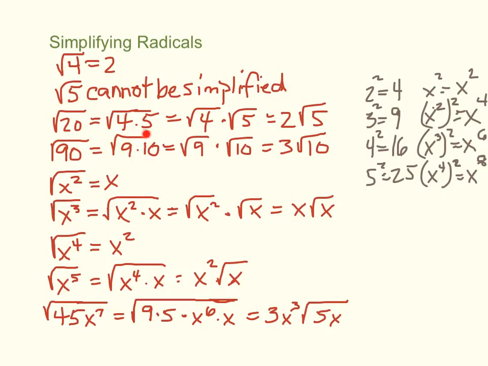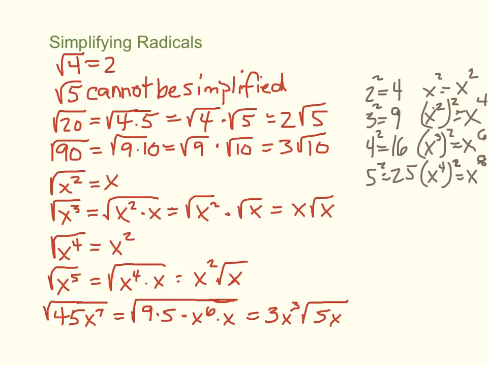And the square root of 4 times 5 can be broken down into the square root of 4 times the square root of 5. And of course, we just found out the square root of 4 is 2, so that 2 goes on the outside of the radical, which leaves the square root of 5 underneath since it cannot be further simplified.